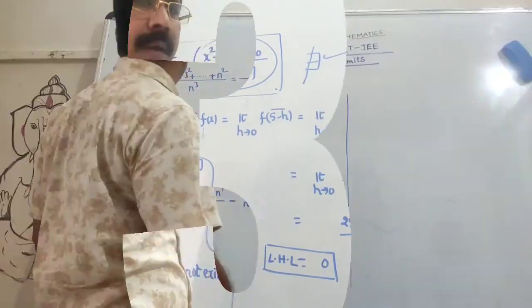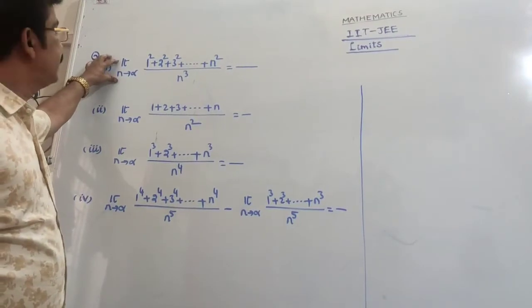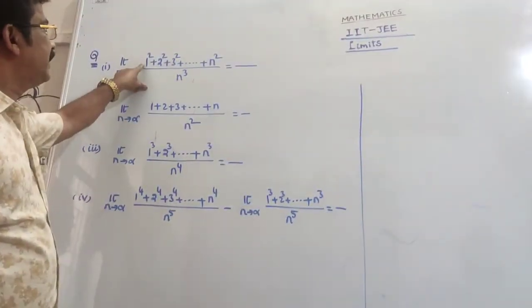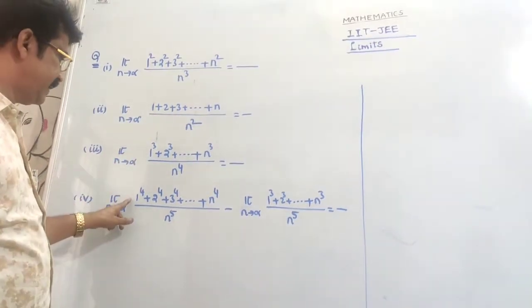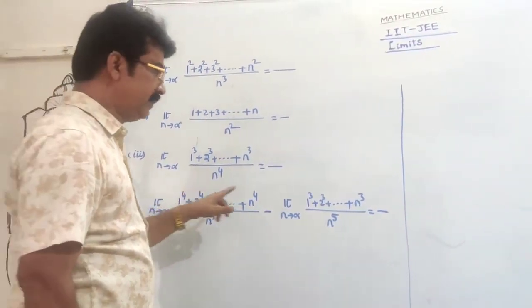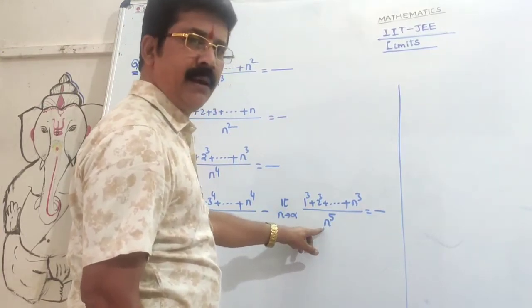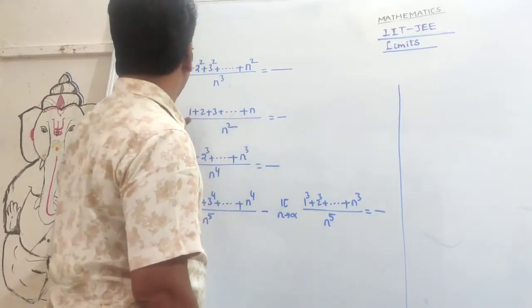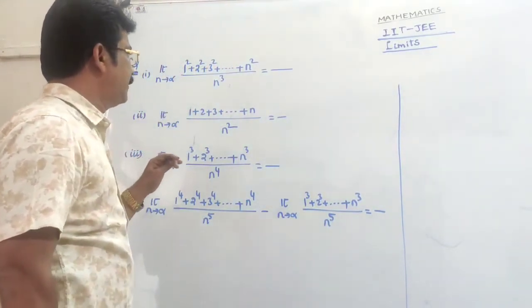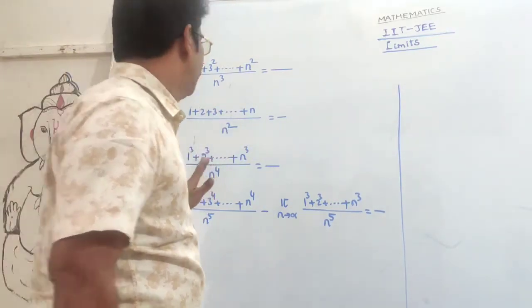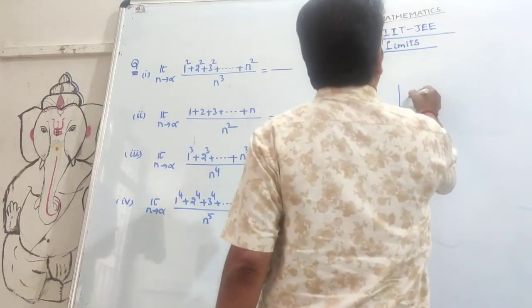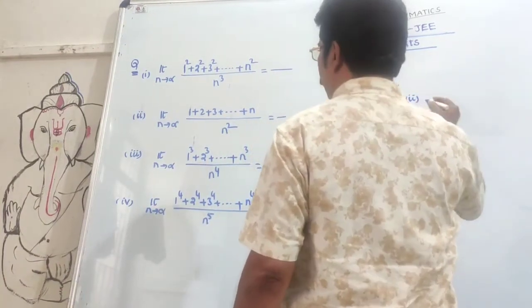Understand? Questions: limit n tends to infinity of sigma n², sigma n, sigma n cubed, and sigma n to the power of 4 minus sigma n cubed divided by n to the power of 5. So this is the set of problems. First, I will explain the procedure. First method, procedure. For simplicity, take the second question.